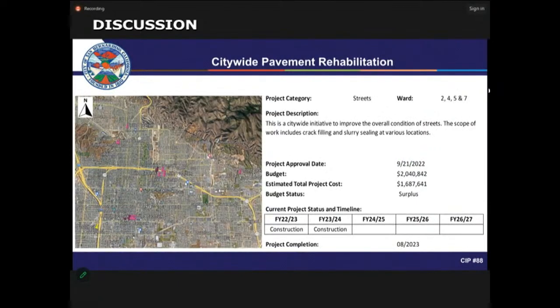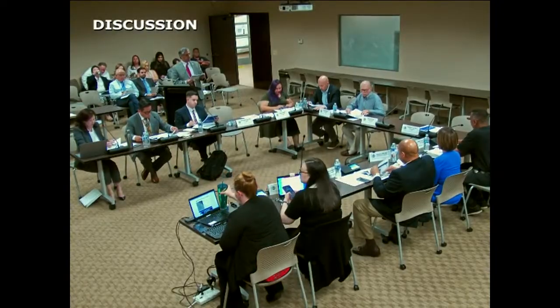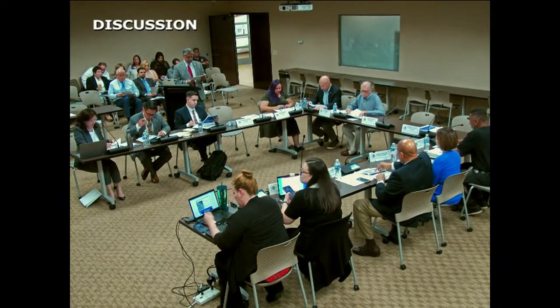The citywide pavement rehabilitation project is a slurry seal project. They include crack sealing and slurry on the various streets. The project is ongoing and almost over, actually. In the next couple of months, we'll bring a notice of completion to the city council. What streets? There's a whole list of streets, actually, shown on the map.